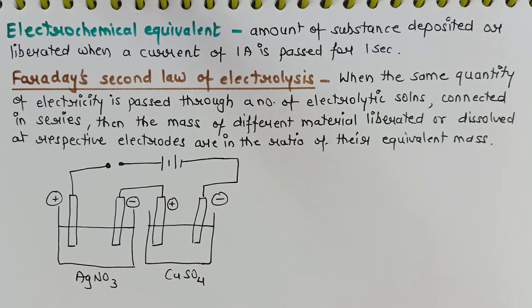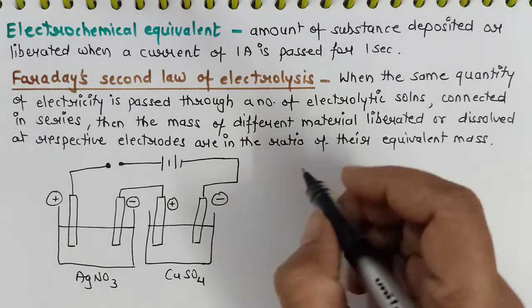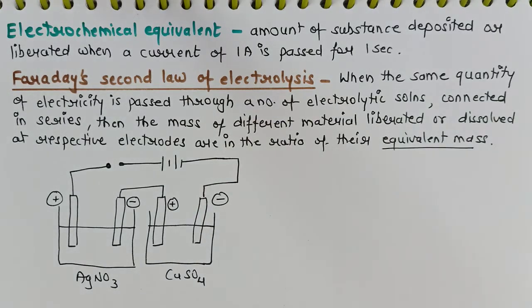Let us consider that we have two containers. In one container we have taken silver nitrate as the electrolytic solution, and in another container we have taken copper sulfate, and this whole assembly is in series combination. So now when we pass the electric current through these electrolytic solutions, in one container silver will be deposited, in another container copper will be deposited. Now how much copper or silver is deposited depends on their equivalent mass.